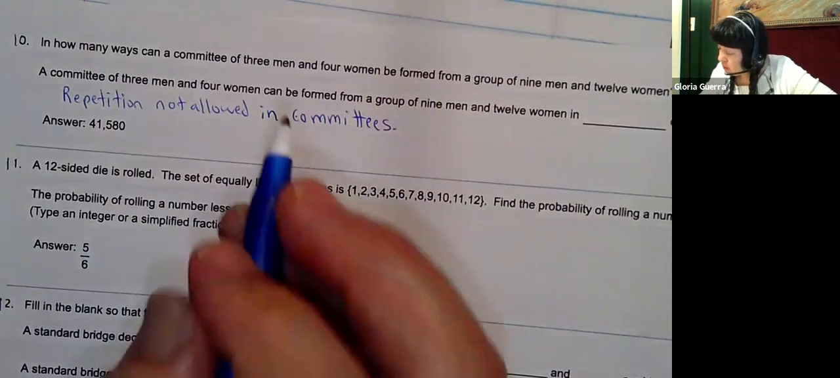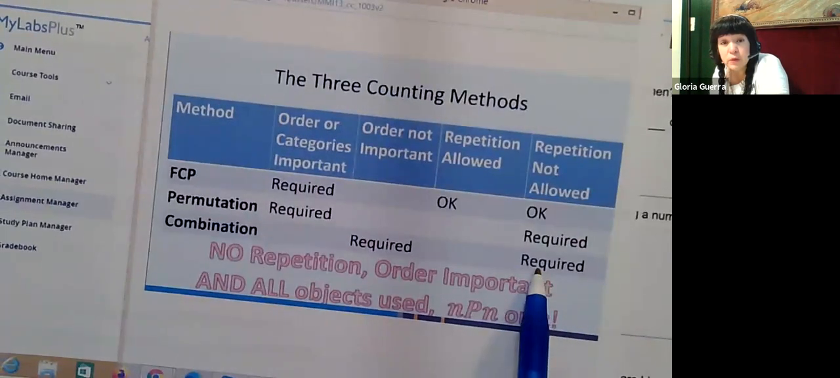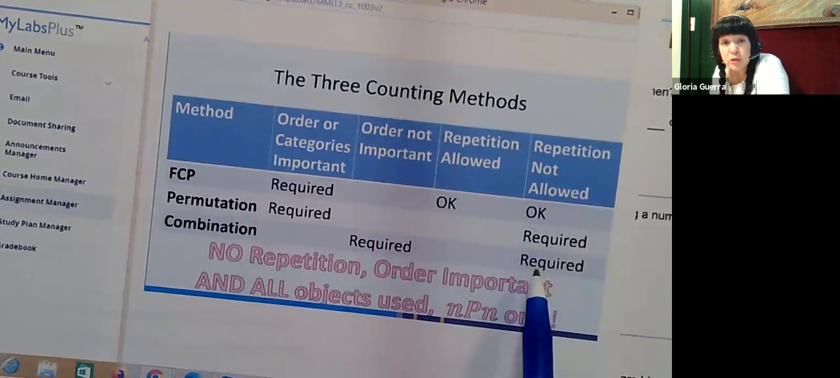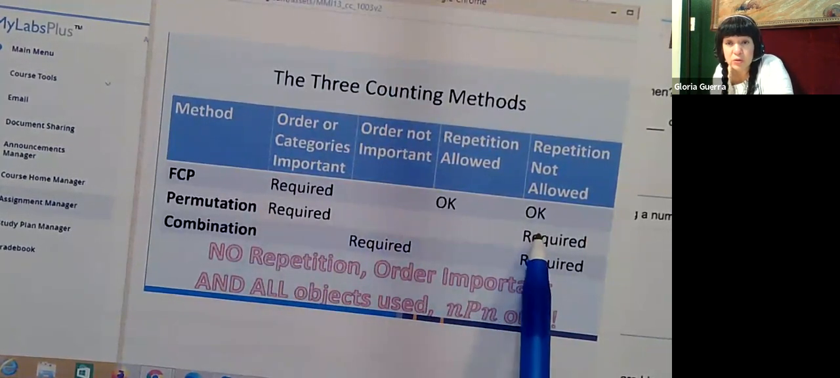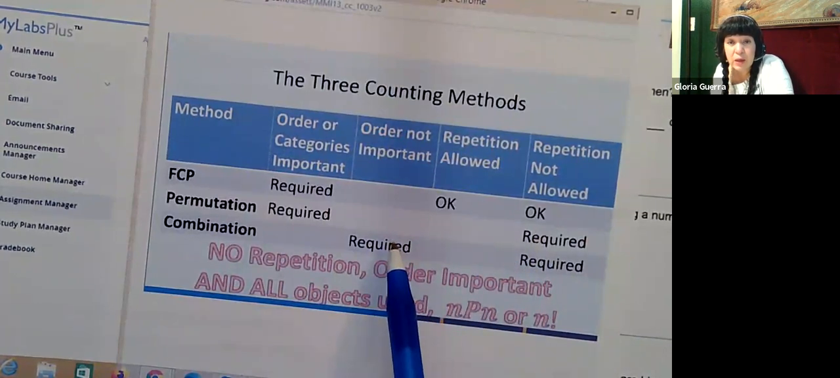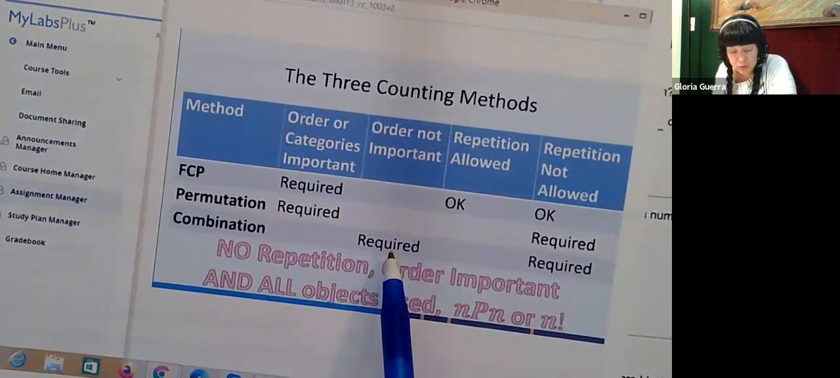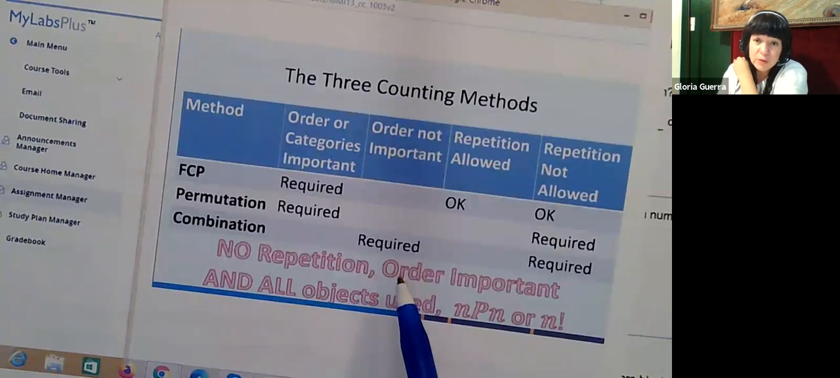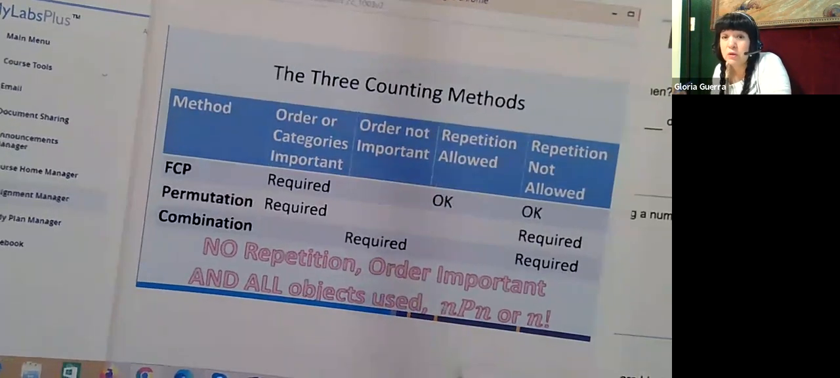So for repetition not to be allowed, we're going to use the combination. That's one of the requirements here: combination required, repetition not allowed. The reason we're not going to do permutation is because the order here is not important. You just want 3 men and 4 women, and the order in which you pick those 3 men and 4 women is not important. You just need to make sure you have 3 men and 4 women. Other than that, order is not important.